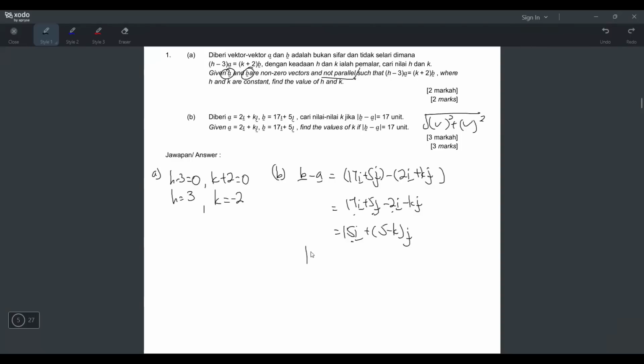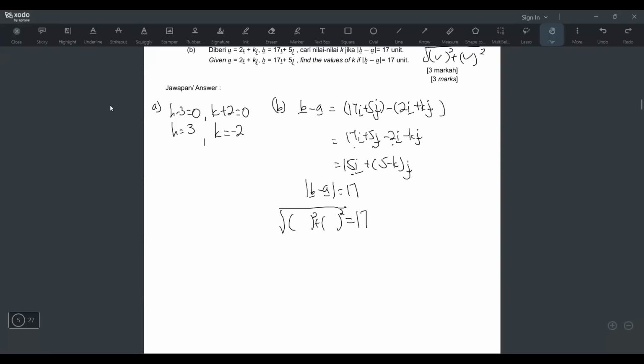Now they say the magnitude of b minus a equals 17. So 17 is the answer, and I'm just going to write it down. For the left hand side, I will find the magnitude of b minus a. The magnitude formula is square root of bracket square plus bracket square. By the way, this is the Pythagoras theorem formula. If you want to find the magnitude, you take the horizontal distance squared plus the vertical distance squared to find the hypotenuse. But I have to square root the whole thing.